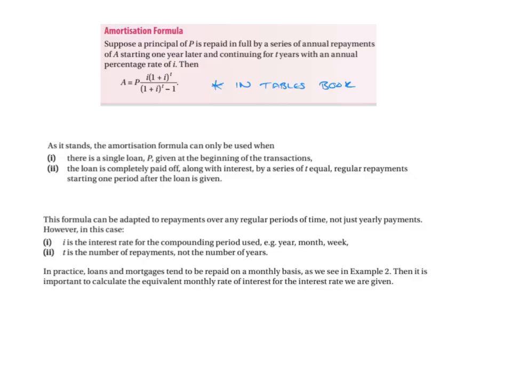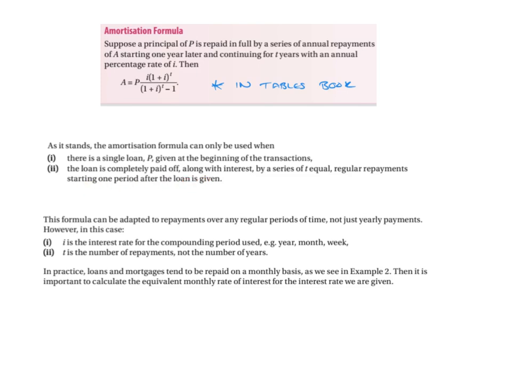So to sum up, here's your amortization formula. It's in your tables book, as I said. So the amount that you're paying monthly or yearly is equal to your amount borrowed, P, the interest rate is I, and the number of years or number of months that you're paying back is given by T. And again, guys, I can't stress this enough. You can only use this when there's a single loan, i.e. it's just taken out, for example, 50,000, and it's paid off completely with interest by a series of equal regular payments starting one period after the loan is given. One period, that's the important bit.